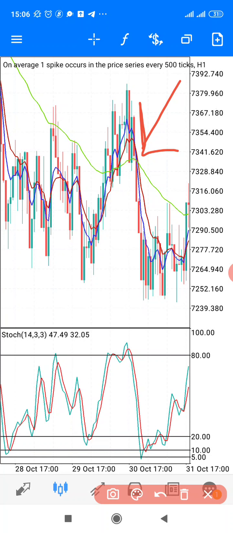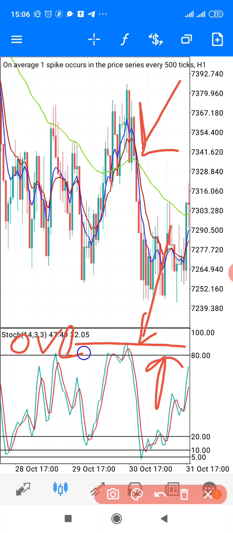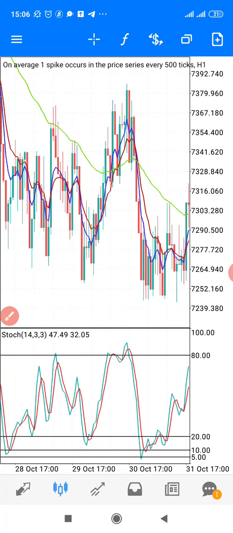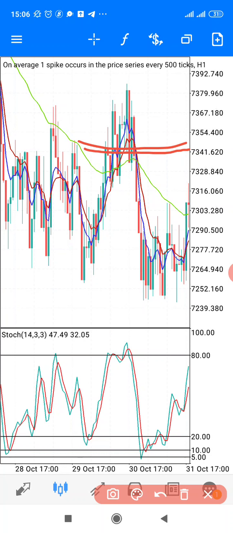Now look at this. Here, to check your stochastic, there is a crossing of the blue against the red, and they are above 80. This is your overbought. So that's your overbought. Now when you see that happening, just enter. So say you enter here, or most times, yes, enter there. Then you enter there. Then when will you come out?